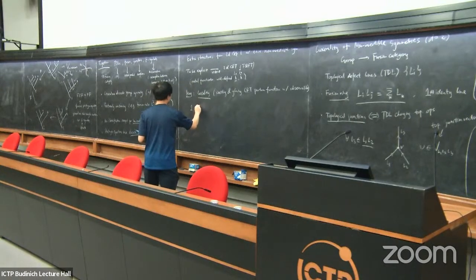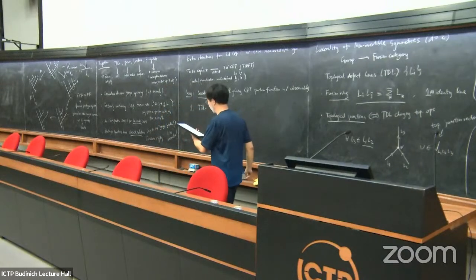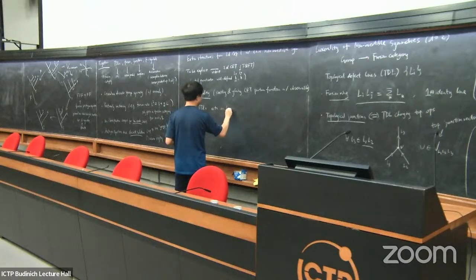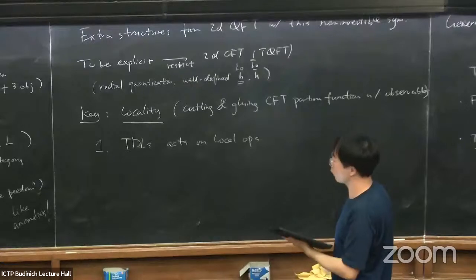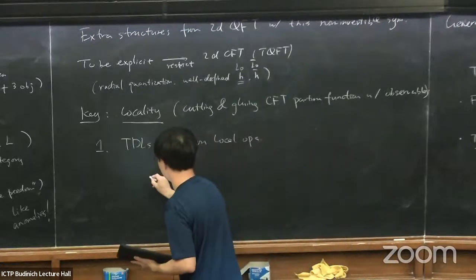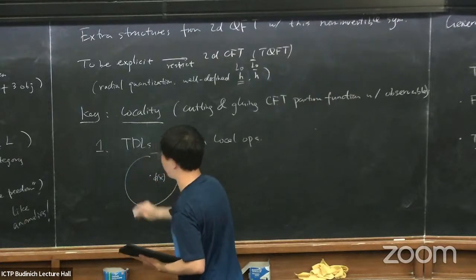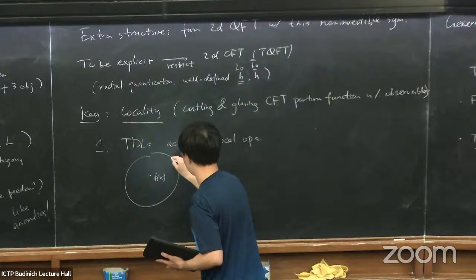First of all, we start from the topological defects, which we postulate as a symmetry in the theory. The topological defects act on local operators, and we can be quite precise in the context of two-dimensional CFT. So imagine you have a local operator over here. As I said before, the way a unitary operator acts on the local operator is by enclosing it.